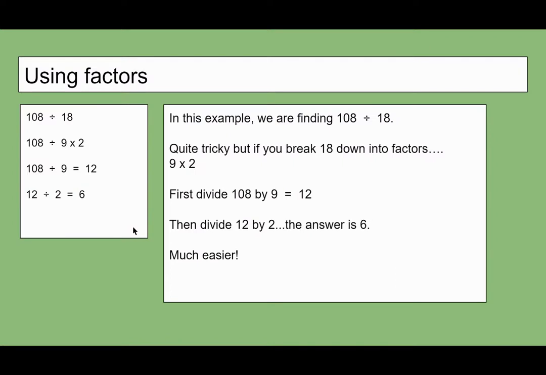We can also use factors in this way to divide. So look here, we're trying to find 108 divided by 18. Well, we know that 18 can break down into its factors of 9 and 2. So first of all, try 108 divided by 9, which is 12. And then 12 divided by 2, so the answer is 6. So that's just an easy way of doing it rather than using long division.